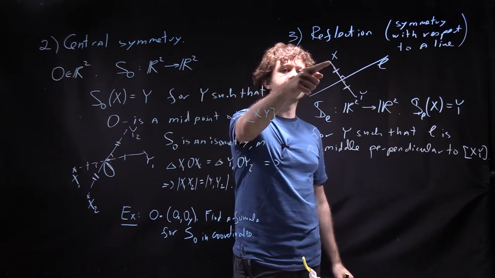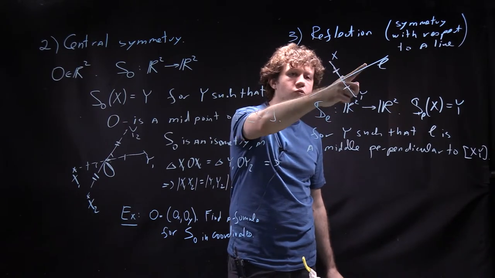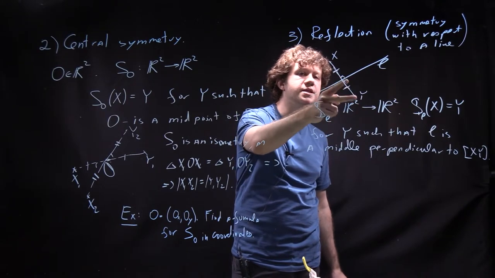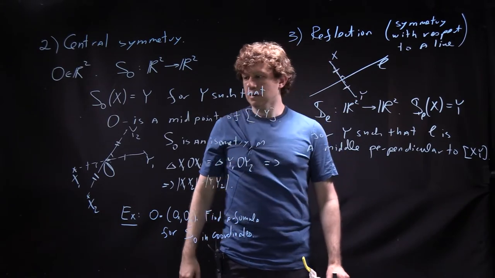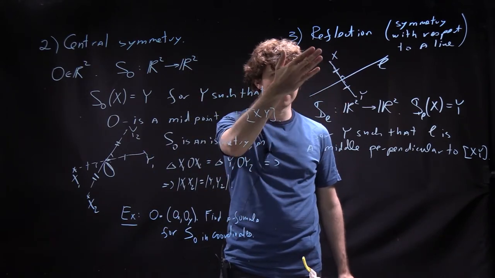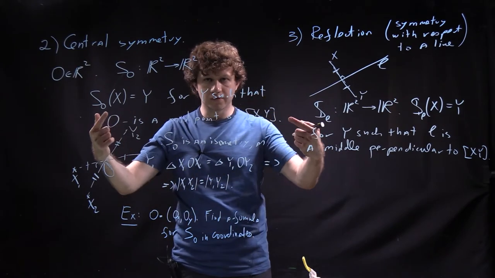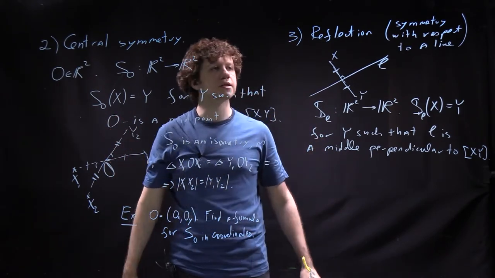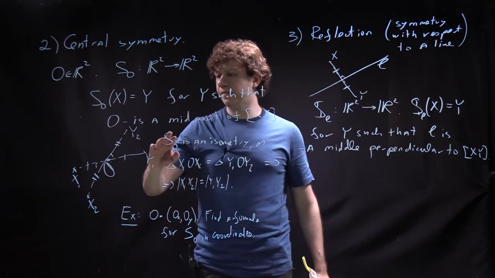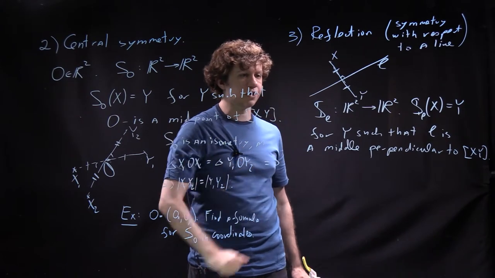Another way to say it: I take X and I want to see where it goes. I draw a perpendicular to L and continue it, and find a point at the same distance as x from L. So that's exactly what you see when you look at yourself in a mirror. You see yourself mirrored, and that's what you actually see when you watch the lecture right now. There is a mirror reflection going on here. Yeah, that's what a reflection is.